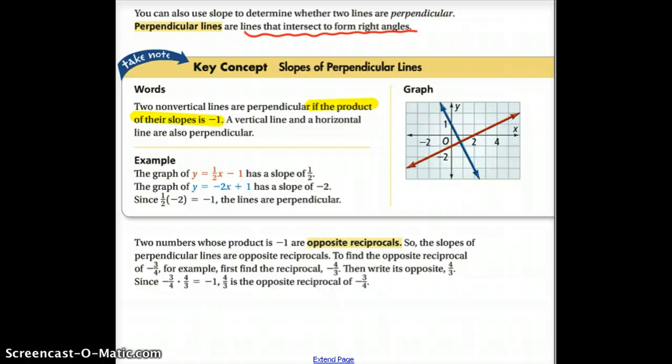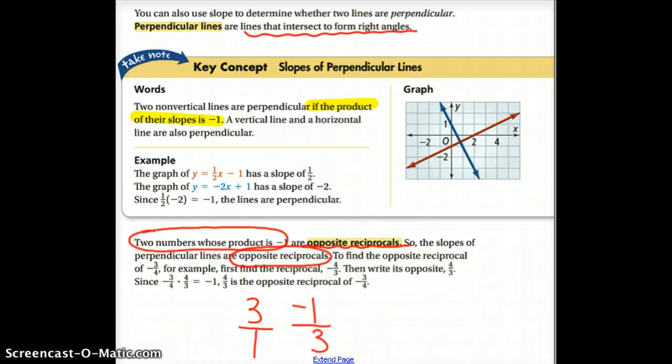In other words, two numbers whose products are -1 are opposite reciprocals. So the slopes of perpendicular lines are opposite reciprocals, meaning if one line has a slope of 3, which we can write as 3 over 1, for the other slope of the perpendicular line we'd flip the numerator and denominator and add a negative. These are opposite reciprocals. One more example, if I had -4/5 for one slope, its opposite reciprocal would be 5 over 4, the negative goes away.